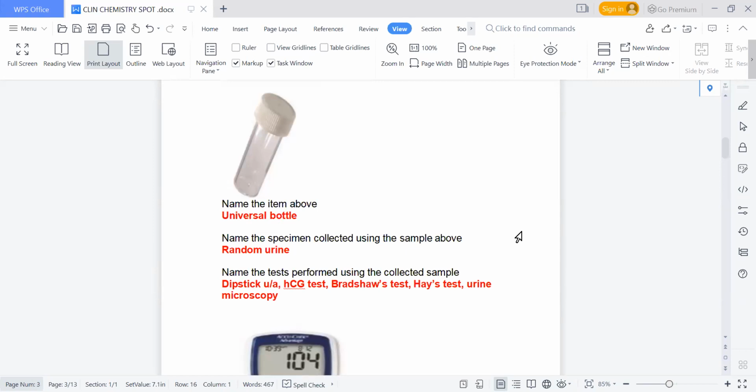The item above is a universal bottle. It collects random urine, and random urine can be used to test for HCG in pregnancy, can be used in dipstick urinalysis, Bradshaw's test for multiple myeloma, Hay's test for liver disease, and urine microscopy.